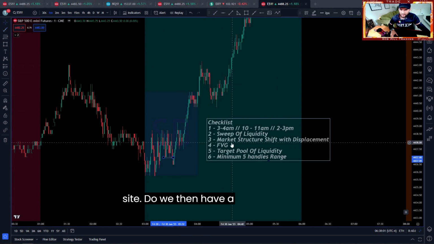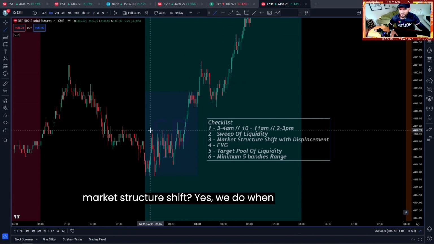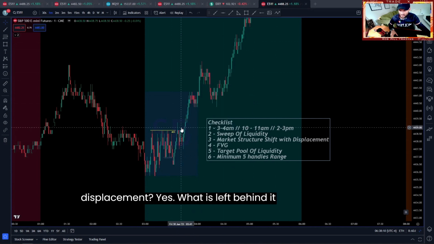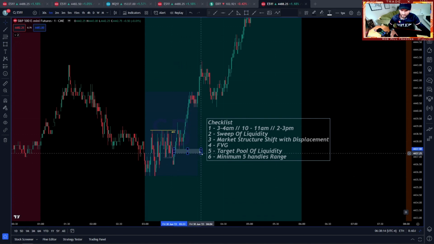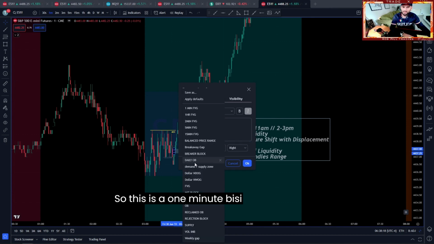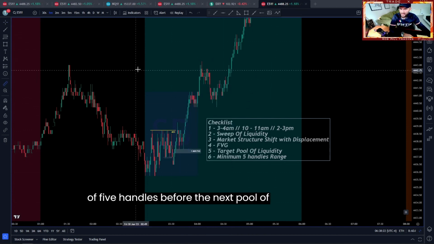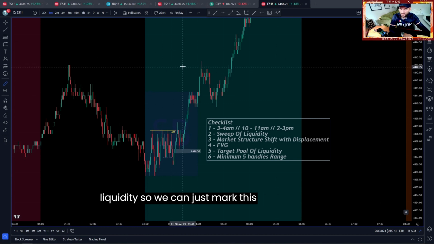Do we then have a market structure shift? Yes, we do, when price takes out these relative equal highs. Does that happen with displacement? Yes. What is left behind it? A fair value gap. So this is a 1 minute BISI. All right. Do we have a minimum of 5 handles before the next pool of liquidity?